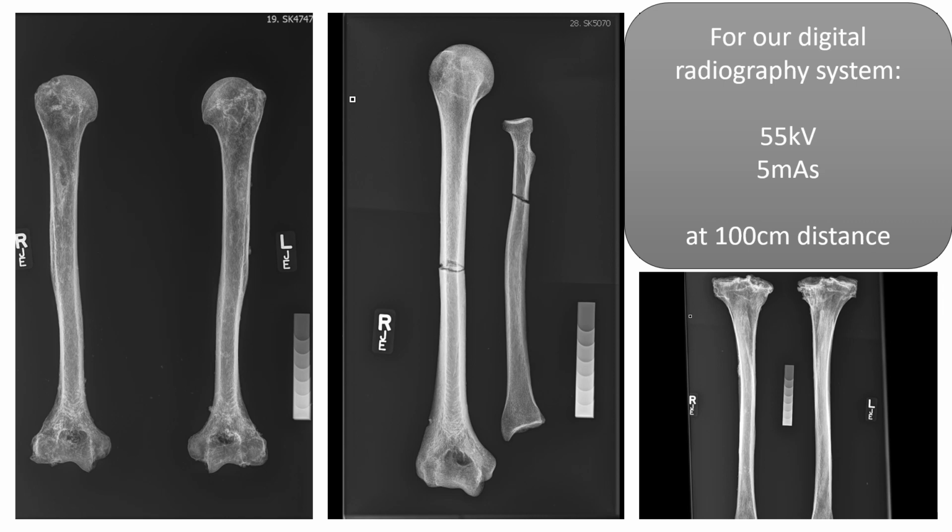So for our digital radiography system, bearing in mind that all systems are different and it is different with chemical film as well, 55 kV and 5 mAs at 100 centimeter distance was ideal for us to produce optimal imaging for all of the different long bones, irrespective of their size, although once again we did reduce slightly for juvenile bones.